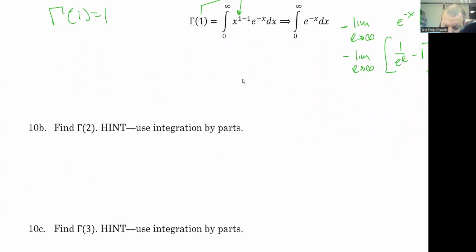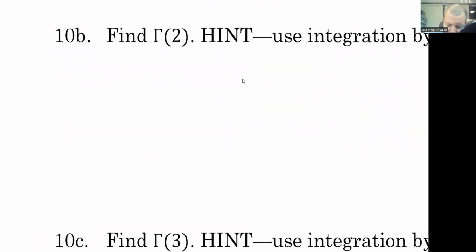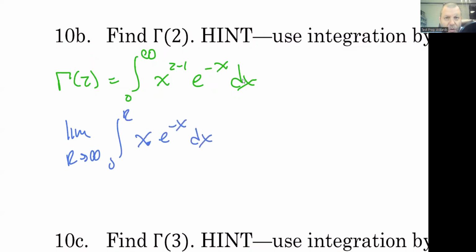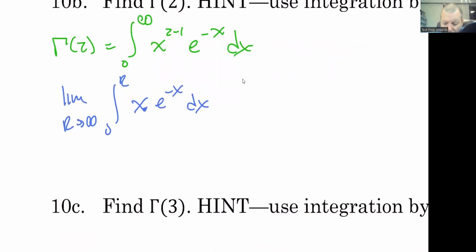Let me do gamma 2 as well. We're going to use some integration by parts here. If I take our definition of gamma, gamma 2 is going to equal this improper integral of x to the 2 minus 1, aka x, times e to the negative x dx. Same sort of idea with limits: limit as r approaches infinity, integrating from 0 to r. I do need to do a little bit of integration by parts here. This is also a good column integration question because x is going to behave nicely and e to the negative x is going to integrate nicely.